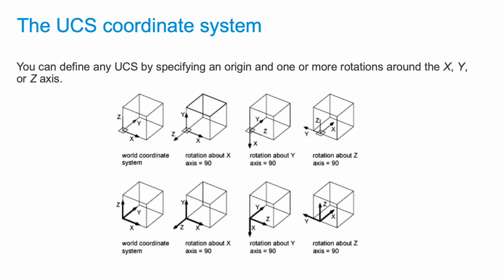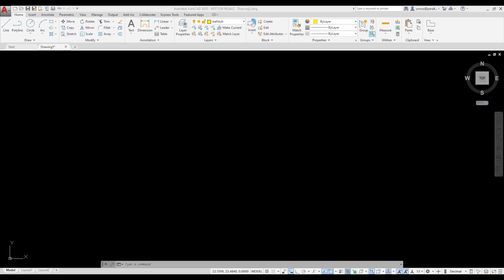To demonstrate how the UCS and WCS work, I'm going to create a 3D model of a bathtub. The UCS is color-coded with the x-axis in red, the y-axis in green, and the z-axis in blue. It can be helpful to remember the color codes when you are working in 3D.